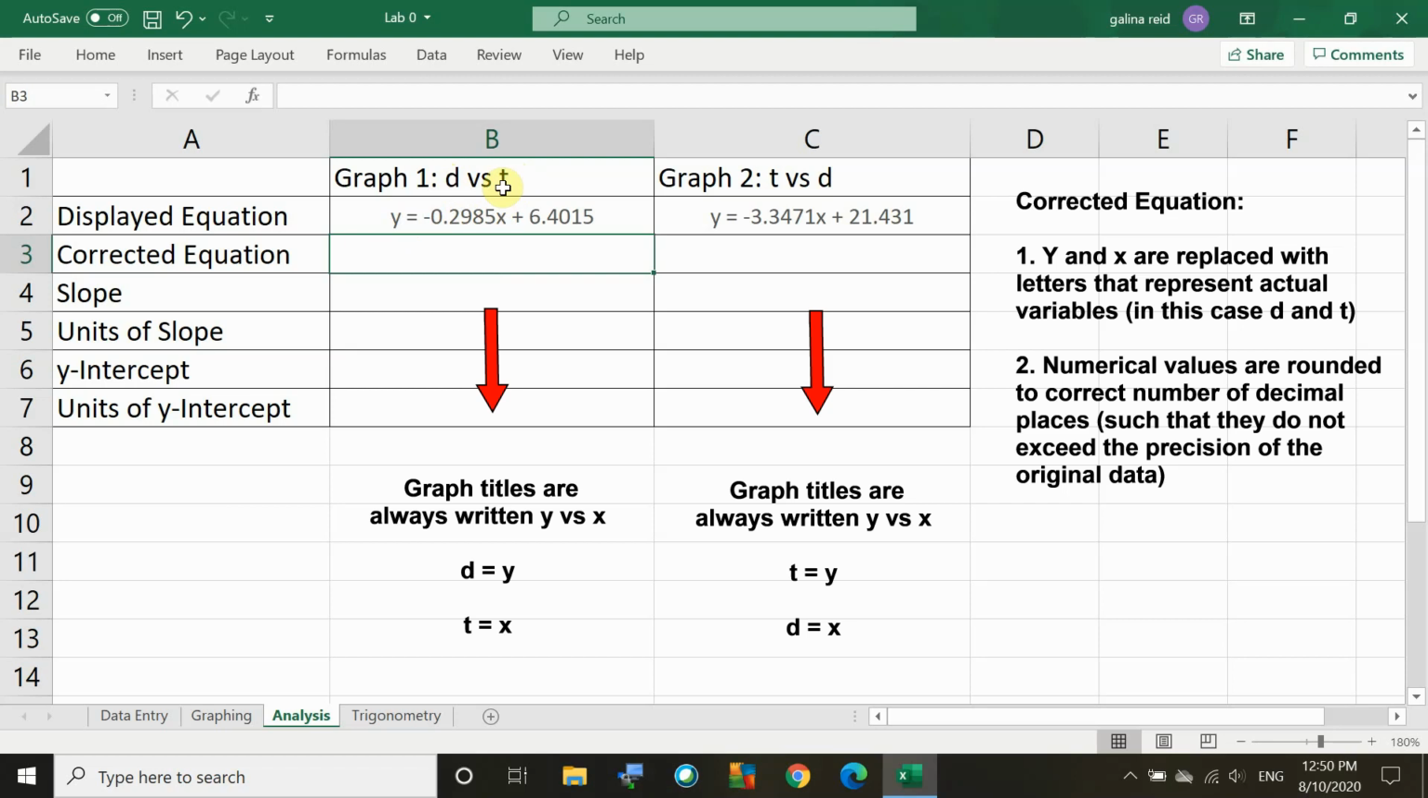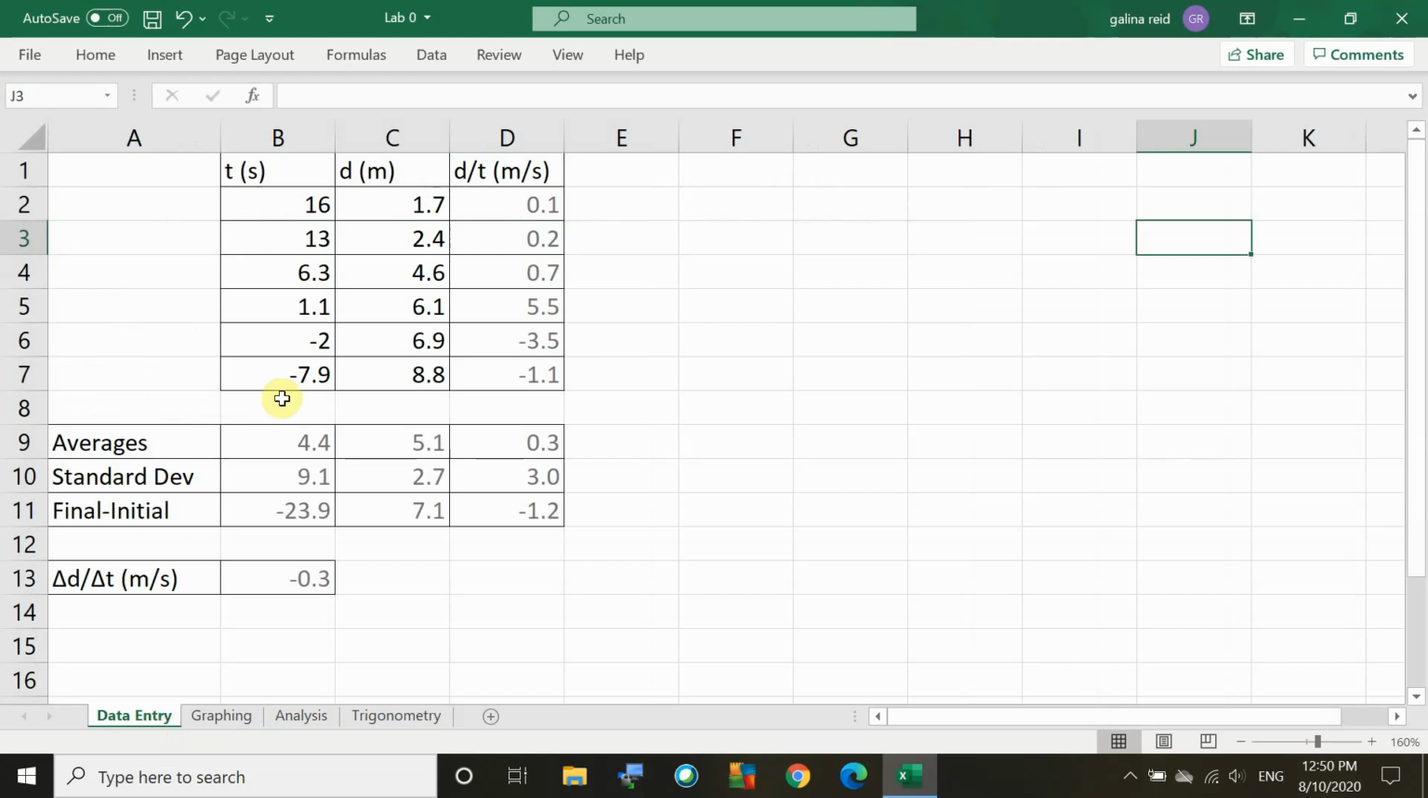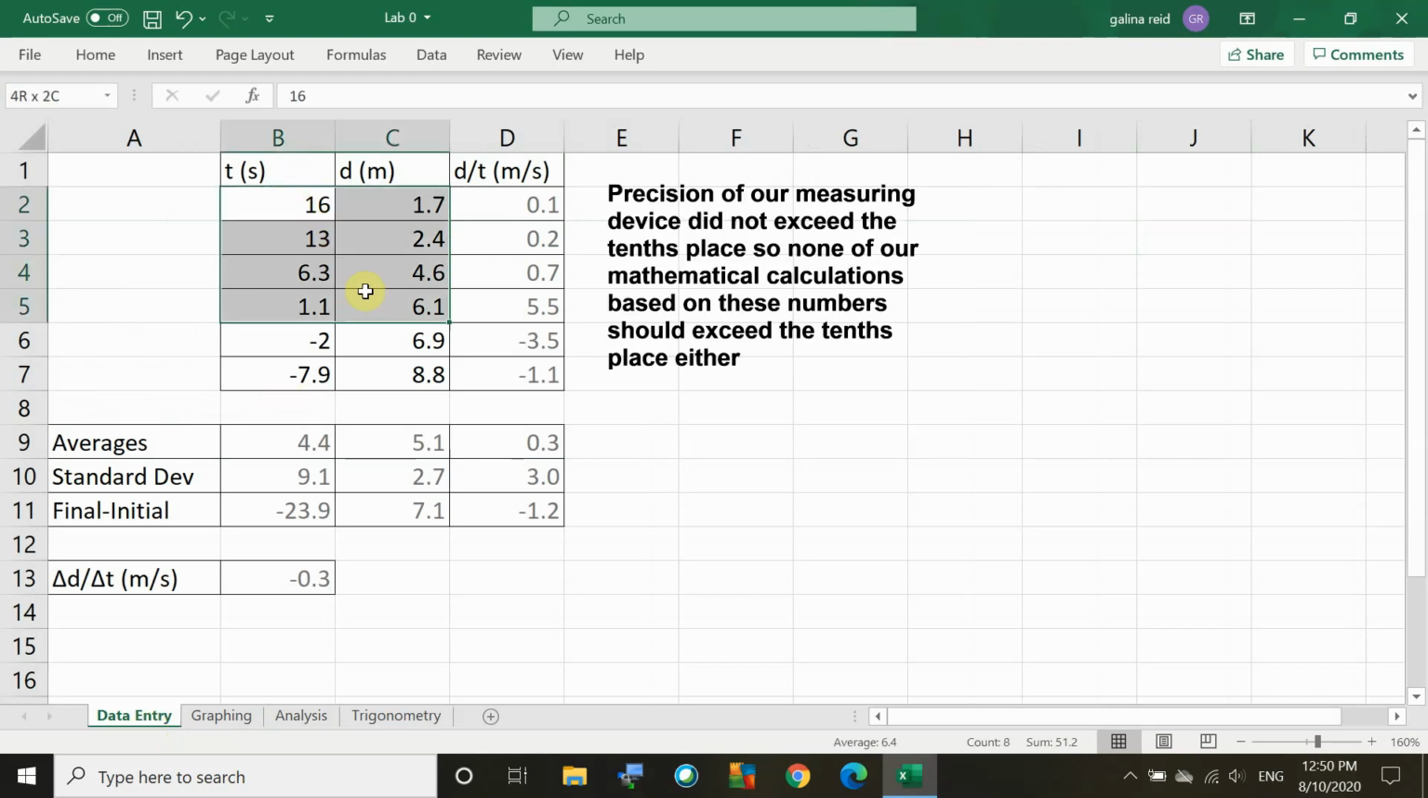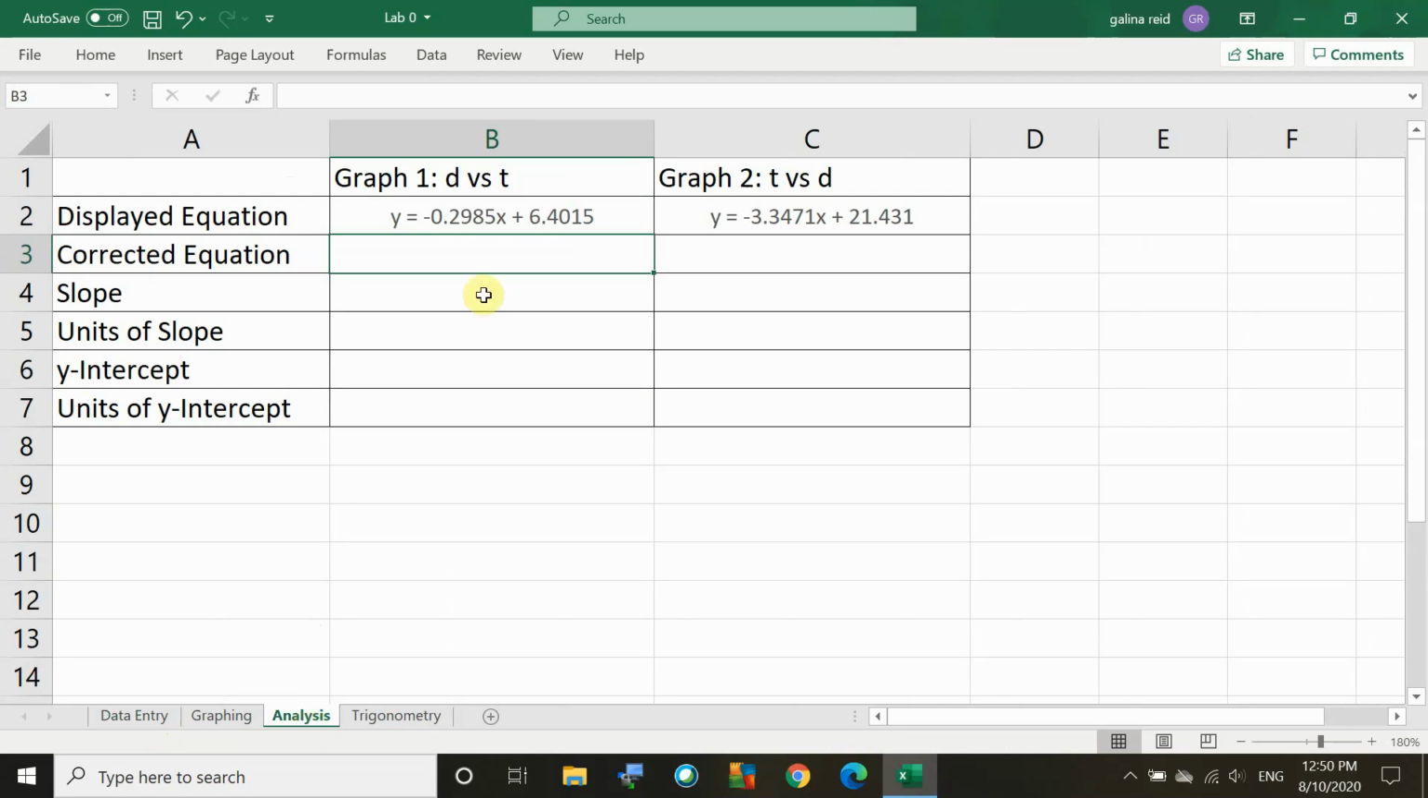But as far as rounding, we need to look back at our original data, because our original data is going to tell us what the precision of our measuring device was. These two columns were our original data, and you can see that they don't come out any farther than the 10th place. So when we correct our equation, it should also not exceed the 10th place. So for this, it's going to be d equals negative 0.3 t plus 6.4. And that's it.